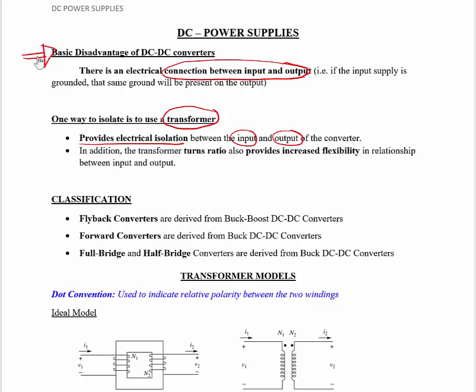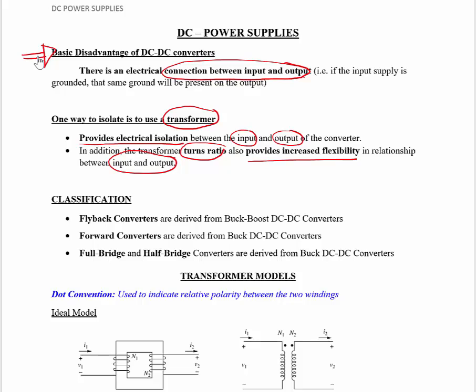The second thing, in addition to giving us isolation, the turns ratio of the transformer ends up providing an extra flexibility, or an increase in the flexibility, when it comes to the relationship between the input and the output of the DC power supply.